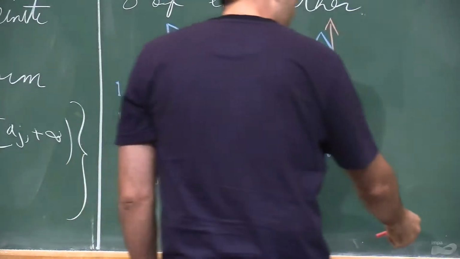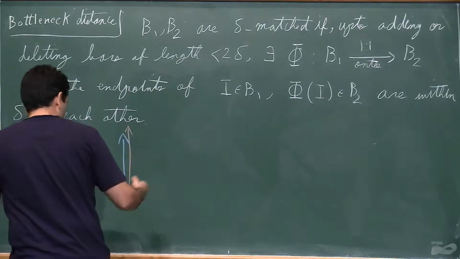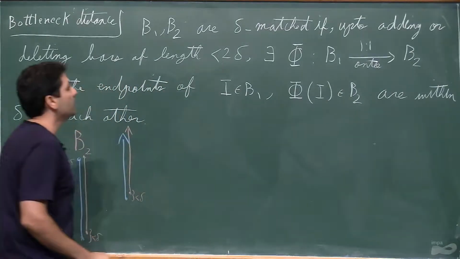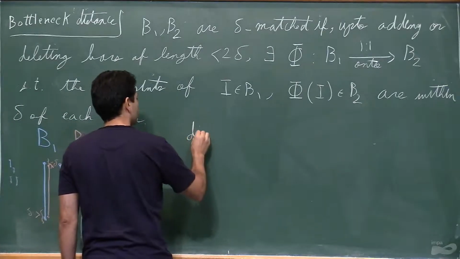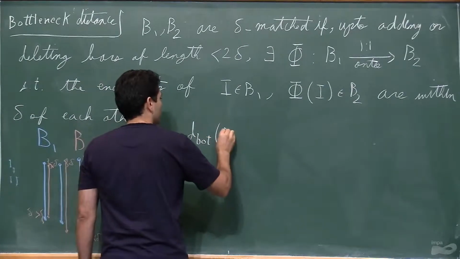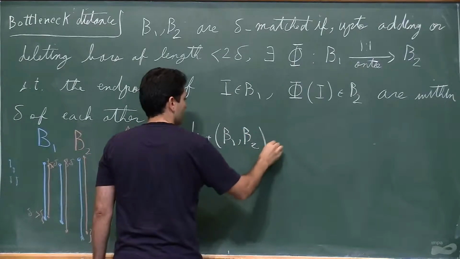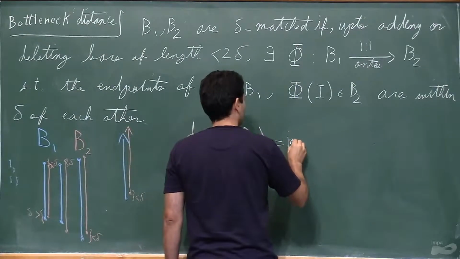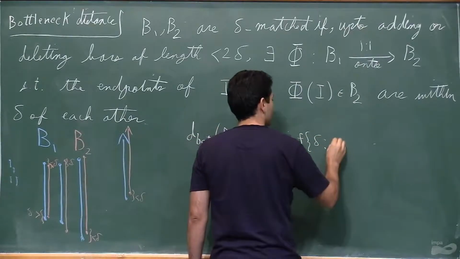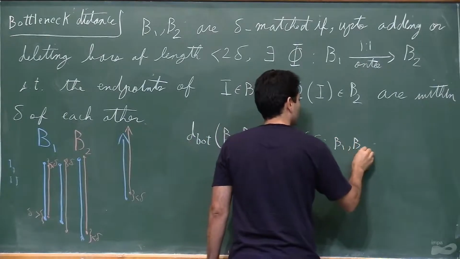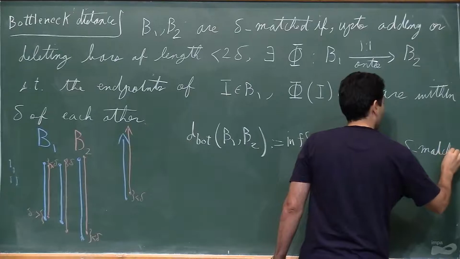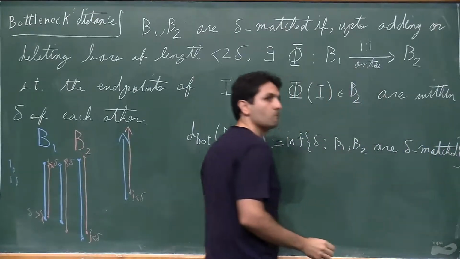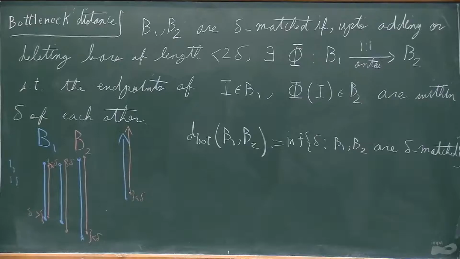And then, as I said, once barcodes are delta matched, this will eventually imply that the bottleneck distance is less than delta. So you could probably guess what the definition of the bottleneck distance is. Then you define the bottleneck distance between B1 and B2 to be the infimum of deltas such that B1 and B2 are delta matched. Okay, so that's the bottleneck distance. And this turns the space of barcodes into a metric space.